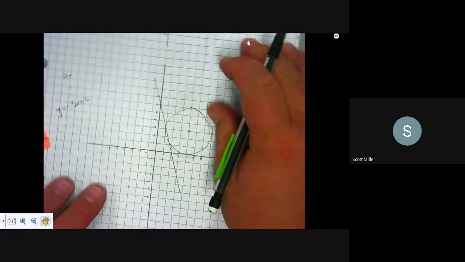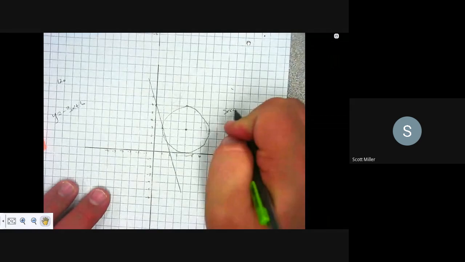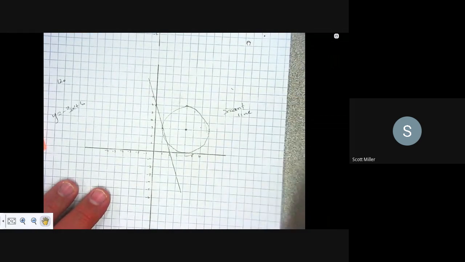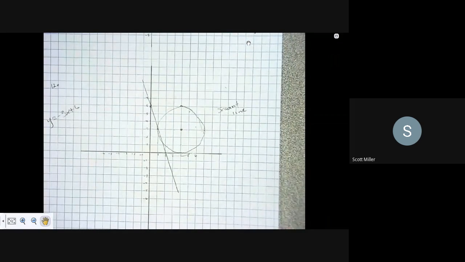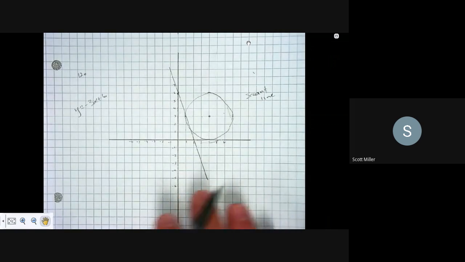Okay, so then this would be a secant line. A secant line. I apologize for the circle being horrible, but there's that. We'll use a better compass, and that one was just too small for that. So how do I solve this algebraically?